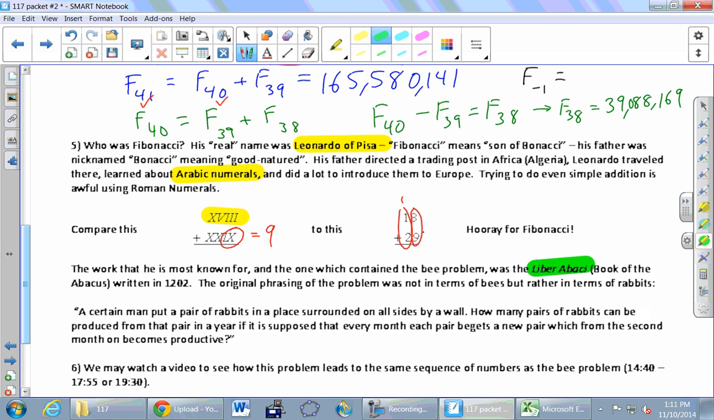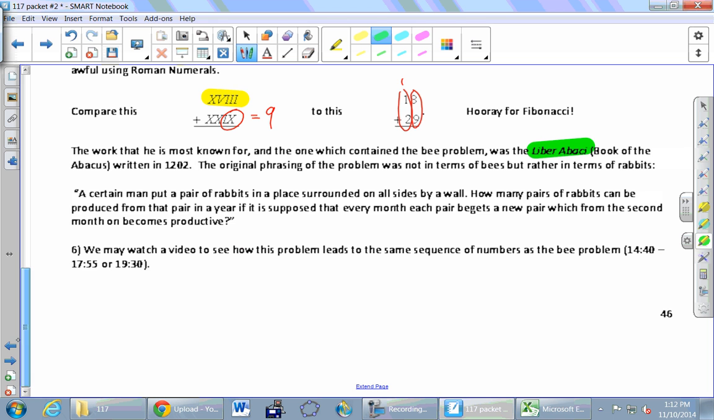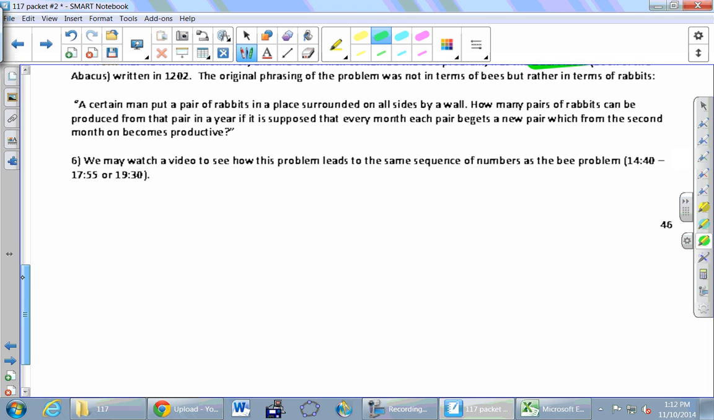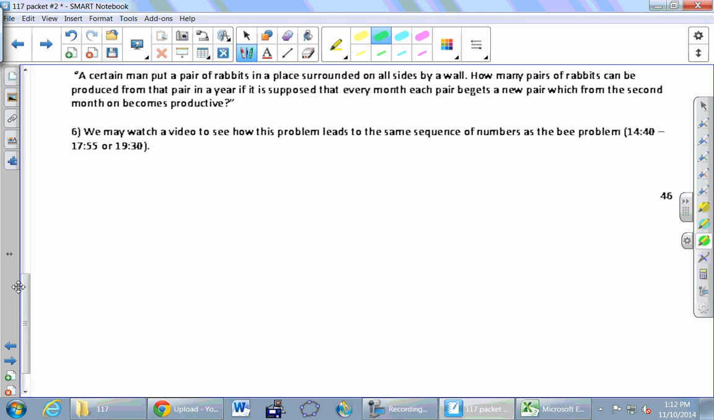Let's get, Jen, can you read that quote, a certain? Okay, so this was the problem that led to this guy's name being attached to that sequence of numbers. So let's give this a shot. You don't need to write this down, but we'll just take a little pause here.